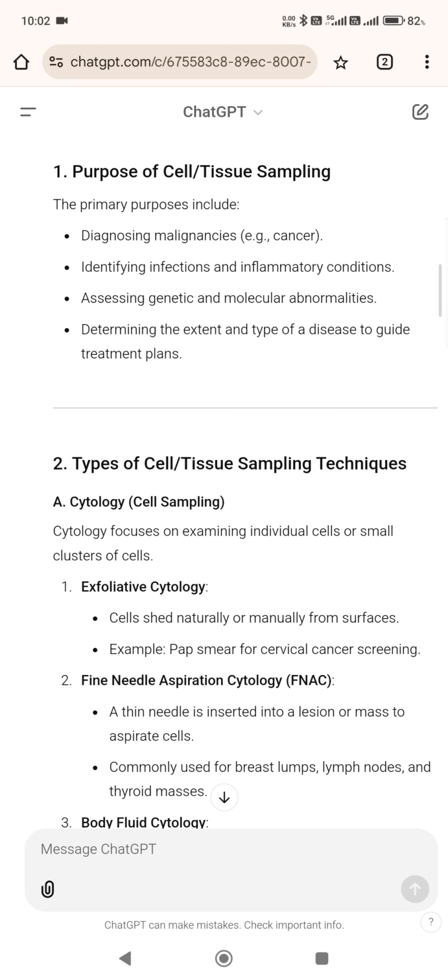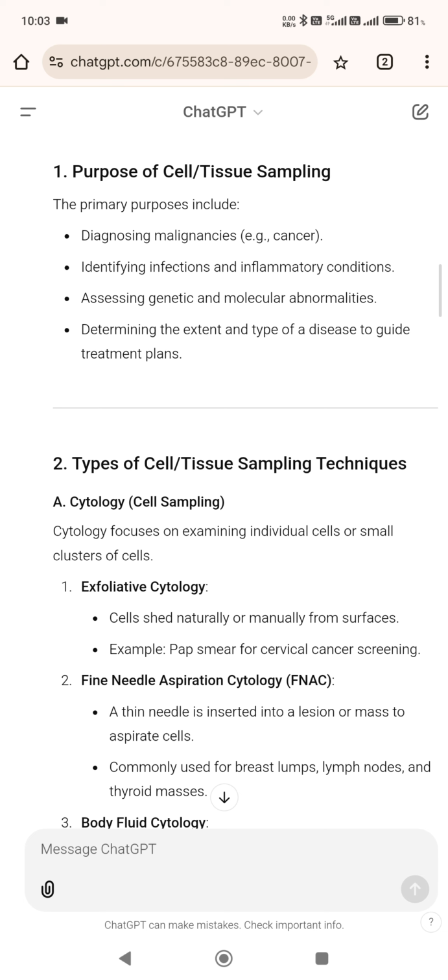1. Purpose of cell and tissue sampling. The primary purposes include diagnosing malignancies, e.g., cancer, identifying infections and inflammatory conditions, assessing genetic and molecular abnormalities, determining the extent and type of a disease to guide treatment plans. 2. Types of cell and tissue sampling techniques.